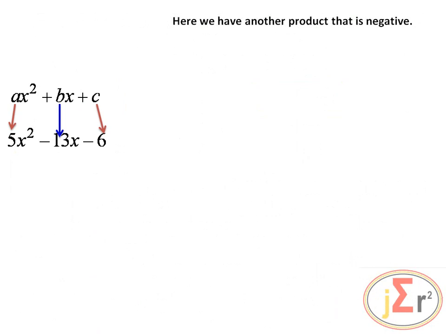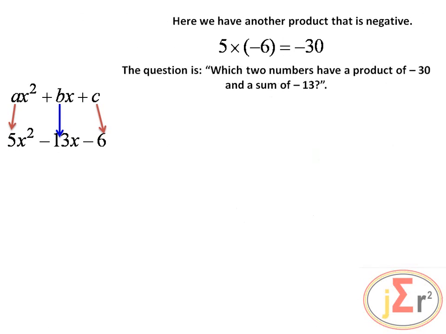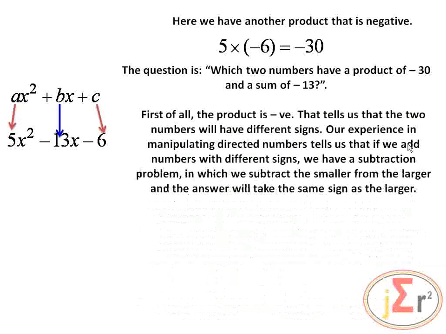Here we have another product that is negative. 5 multiplied by negative 6 is equal to negative 30. The question is, which two numbers have a product of negative 30, which is the product of A and C, and a sum of negative 13, which is the value of B? First of all, the product is negative. That tells us that the two numbers will have different signs.